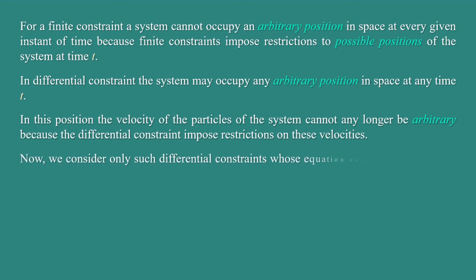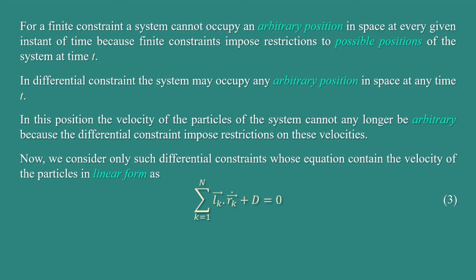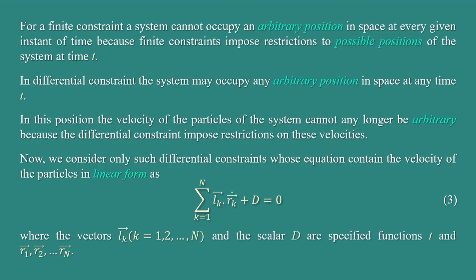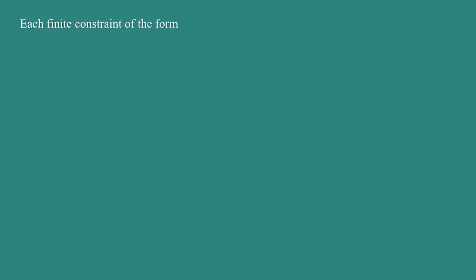Now, we consider only such differential constraints whose equation contains the velocity of the particles in linear form as summation k goes from 1 to n vector lk dot vector rk dot plus capital D equal to 0. Say this is equation number 3, where the vectors lk, where k goes from 1 to n, and the scalar capital D are specified functions of t, and r1, r2 up to rn. Each finite constraint is of the form f of rk, t equal to 0, and this is equation number 4.